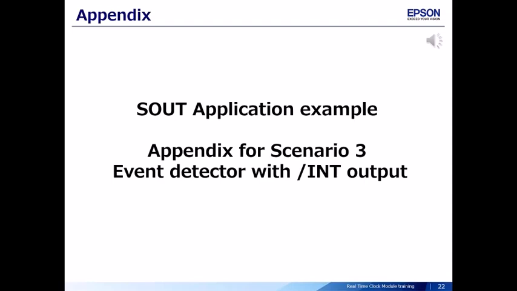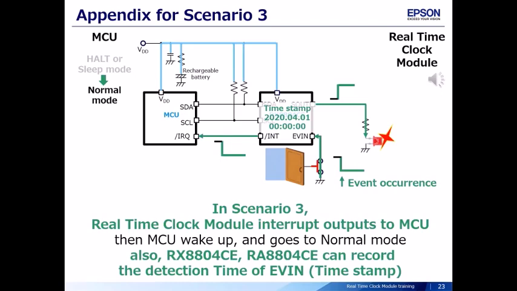Appendix for Scenario 3. Event detector with int output. In Scenario 3, real-time clock module interrupt outputs to MCU. Then MCU wake up, and goes to normal mode. And, also RX8804CE, RA8804CE can record the detection time of EV-in.